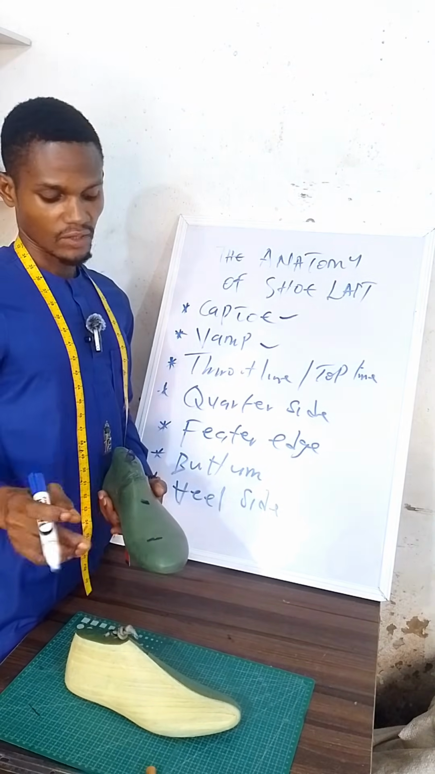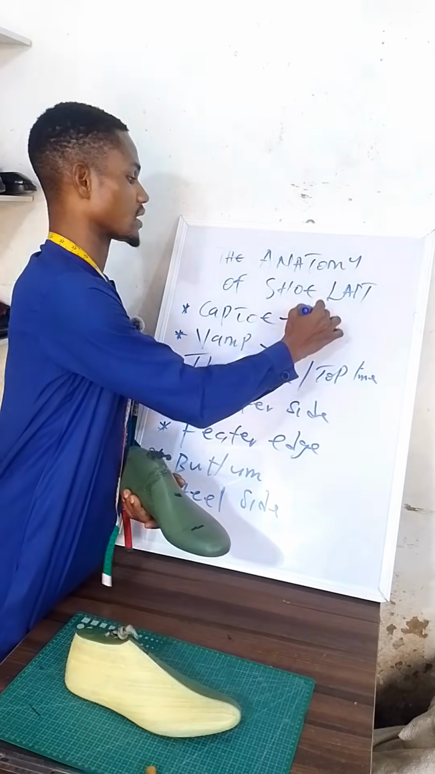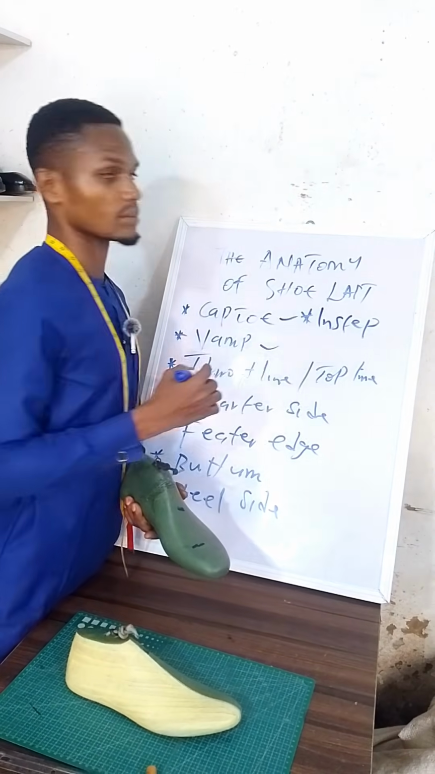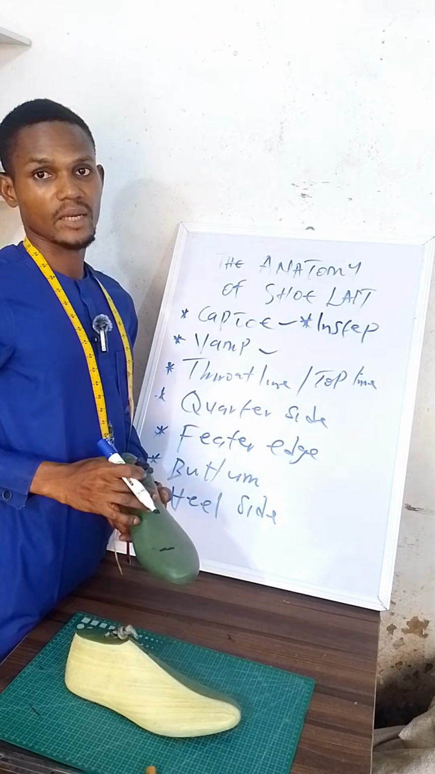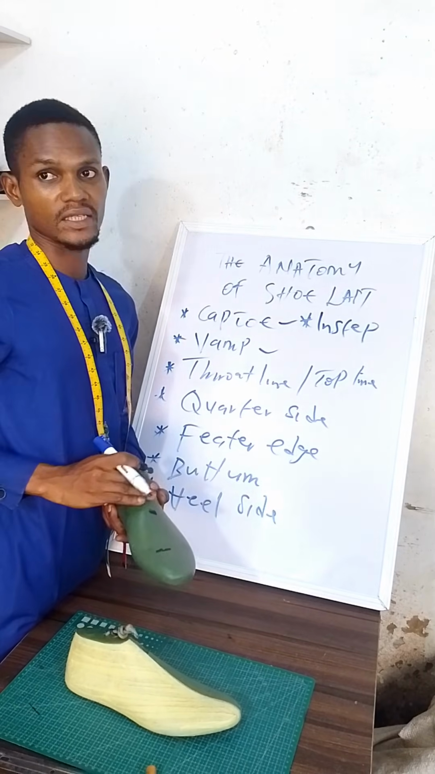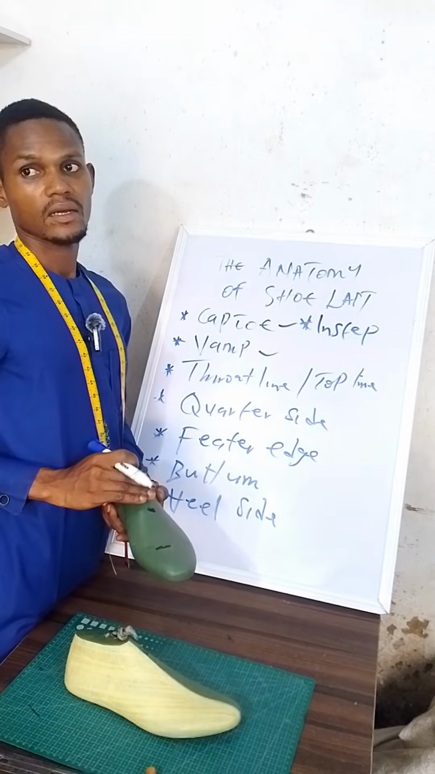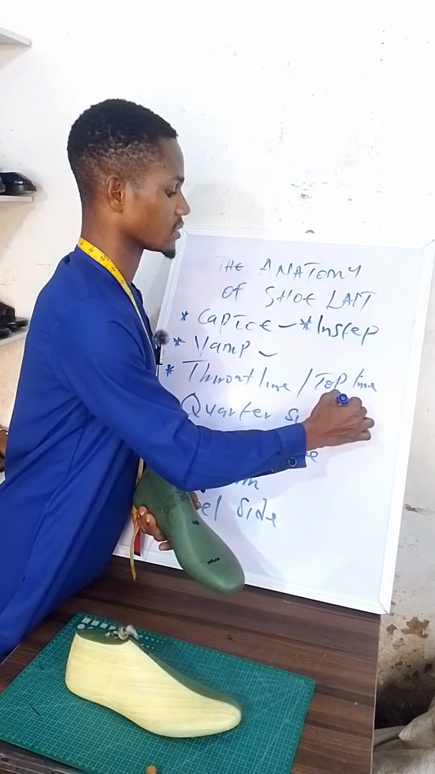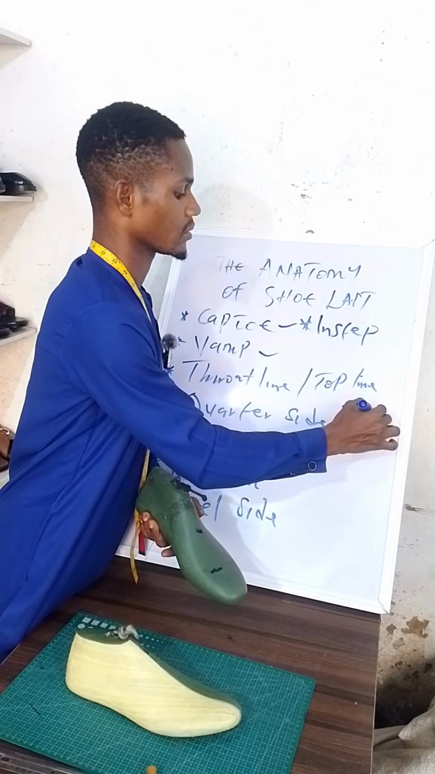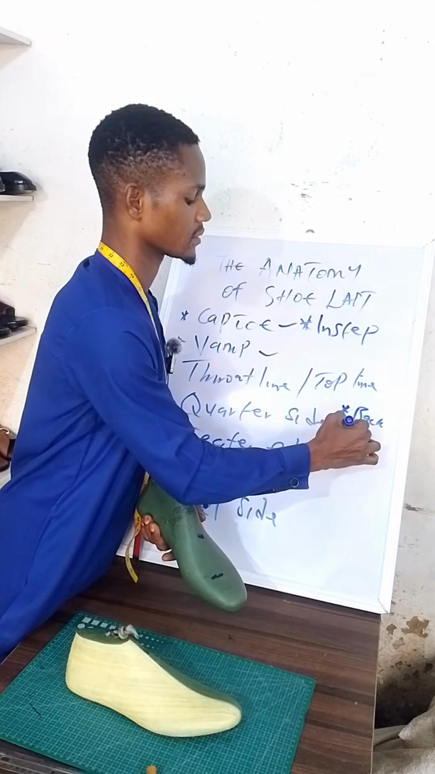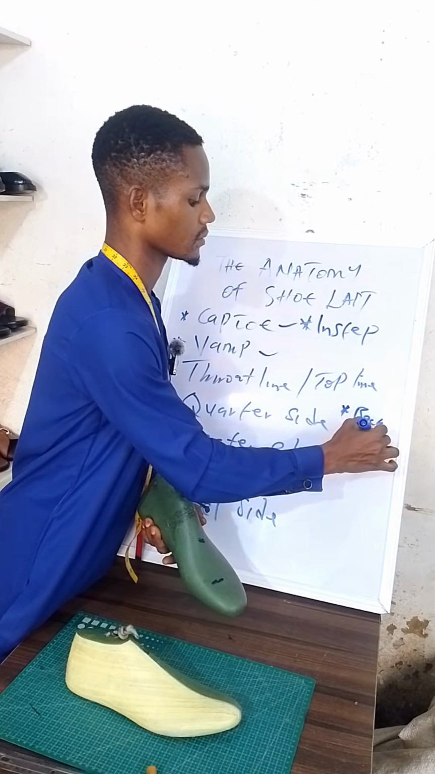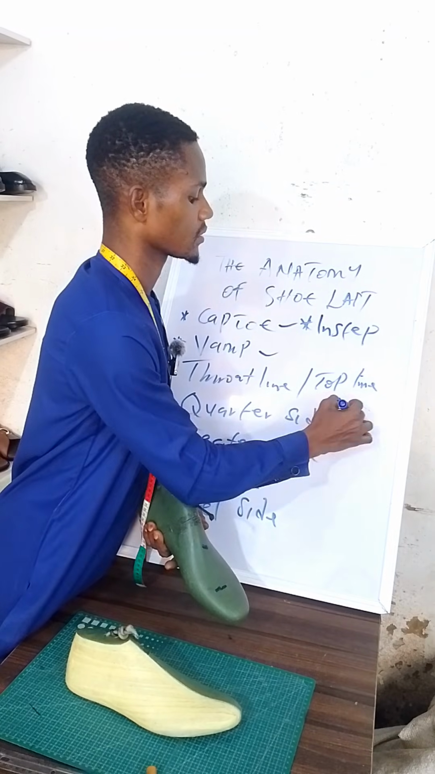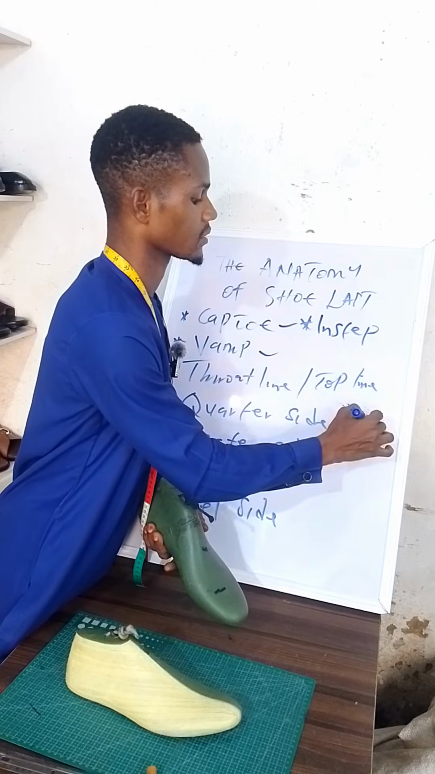You get it? And we have the instep. Sorry, I didn't put that. We have the instep. This area is the instep. And we have the back eye too, the back side or back eyes. Okay, let's call this the counter. Sorry, I'll call this counter.